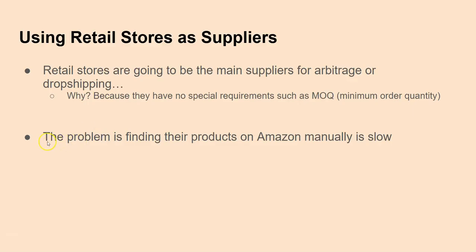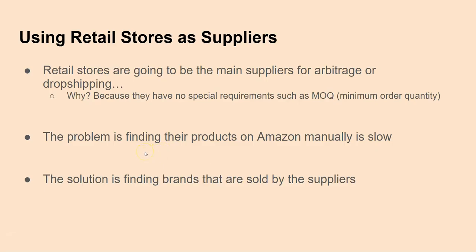All right. Now, the problem, however, is finding these suppliers' products on Amazon manually is a very slow process. This is why manual sourcing is known to be very slow. However, there is a solution that helps make it a bit better, which is finding brands that are sold by the suppliers. So in other words, focusing on using brands as a bridge between Amazon and your supplier.